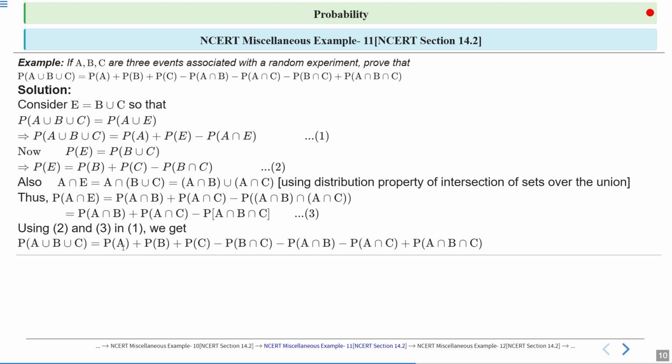This is equal to probability of A plus probability of B plus probability of C minus probability of B intersection C minus probability of A intersection B minus probability of A intersection C plus probability of A intersection B intersection C. Okay, hence proved. So I hope it is clear to all of you. So now let us move to the next example.